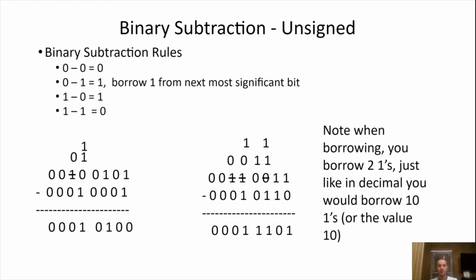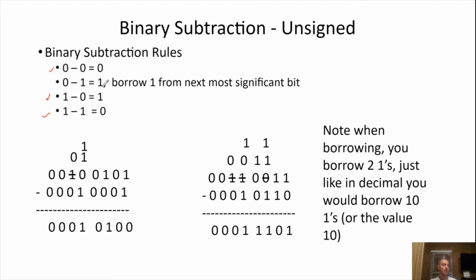Okay, what if we are doing subtraction? Subtraction is basically again the same thing as our decimal. These are easy. 0 minus 0 is 0. 1 minus 0 is 1. 1 minus 1 is 0. There is the one that we have to borrow. So if you do 0 minus 1, we are going to get a 1.